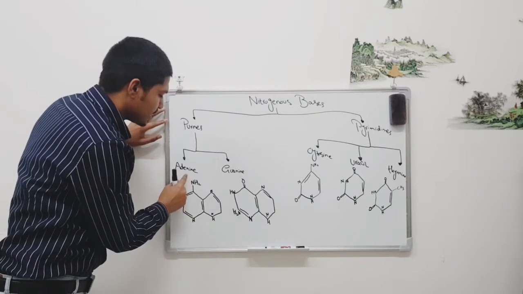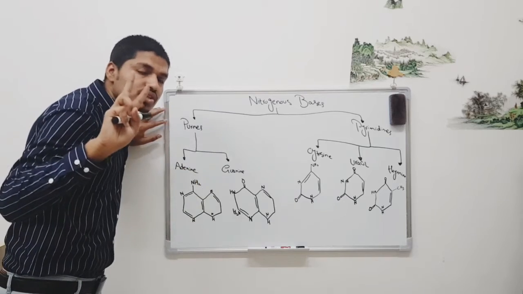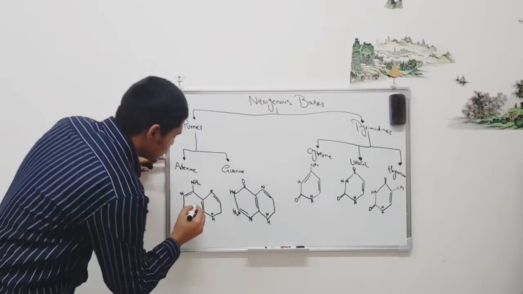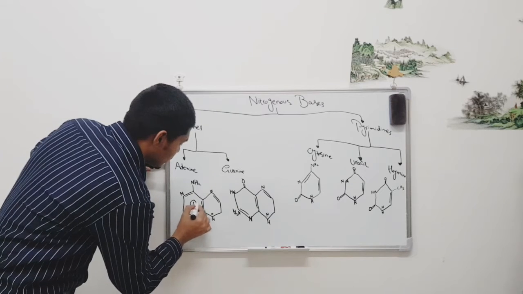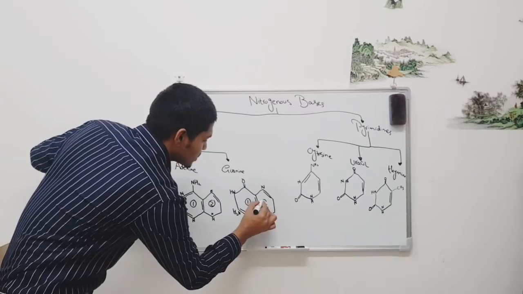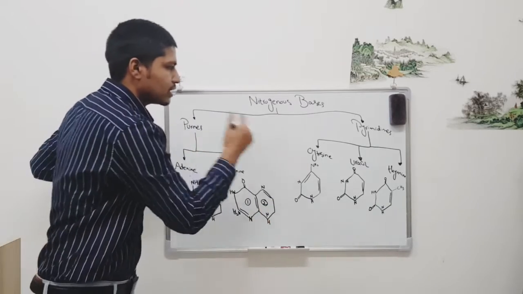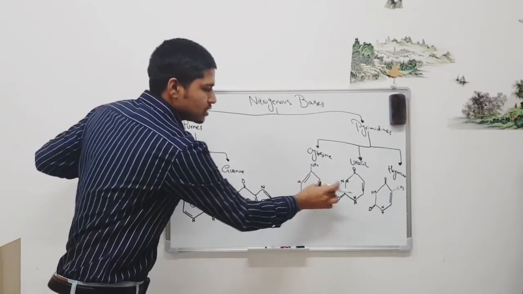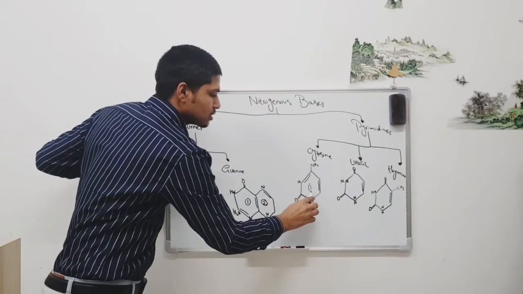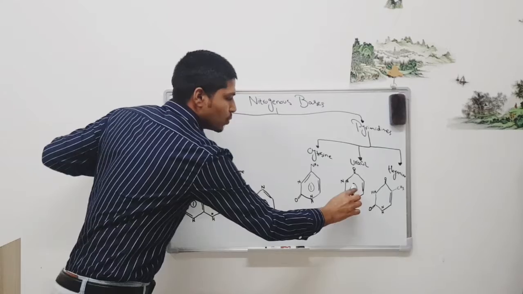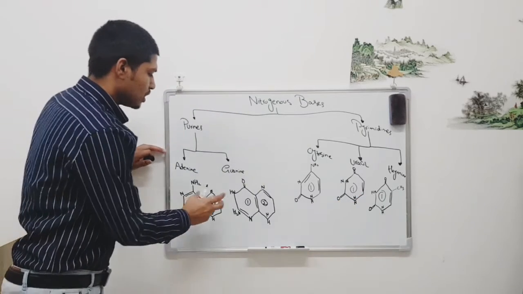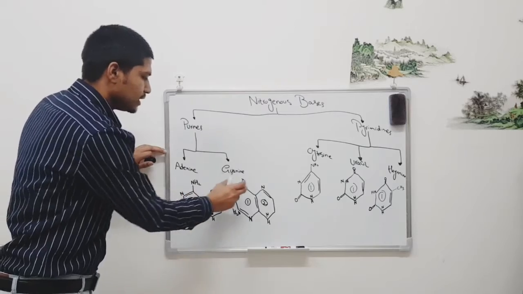Adenine and guanine are two ring structures. Look at this, the first and the second. And look at the pyrimidines. It's just one ring structure. Look at this, this is just one ring structure, and one ring structure. So now look again at the adenine and guanine.